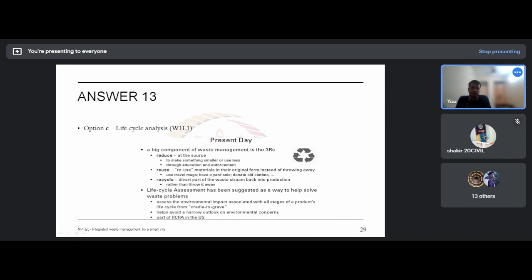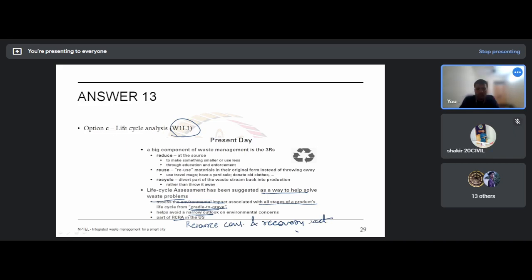We can refer to week 1, lecture 1. Here you can see life cycle assessment or analysis, both you can use, has been suggested as a way to solve waste problems. So we assess the environmental impact associated with all stages of a product's life cycle from cradle to grave. From the mining stage to when it goes to the waste stream, all stages we'll analyze. So it tries to avoid a narrow outlook on the environmental concerns, and this was part of RCRA. RCRA is just to reiterate it again since it is not written here. It is the Resource Conservation and Recovery Act. It was passed in the US, and LCA is one of the important guidelines in RCRA.